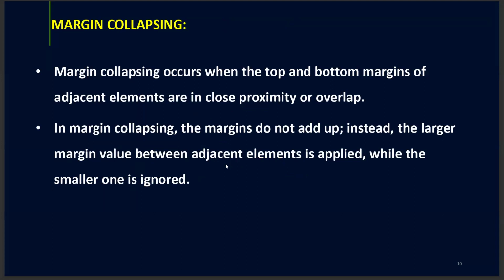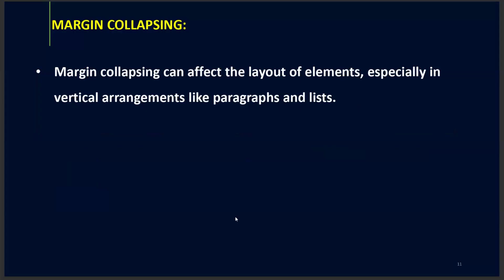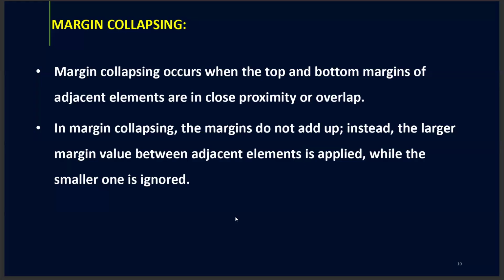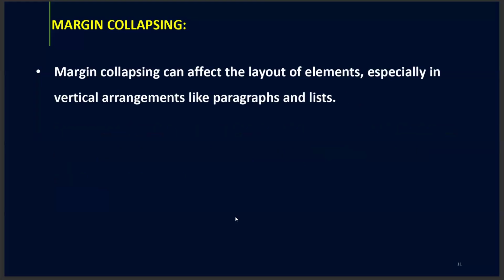Now, there's what we call margin collapsing. Margin collapsing occurs when the top and bottom margins of adjacent elements are in close proximity or overlap. In other words, in margin collapsing, the margins do not add up. Instead, the larger margin value between the adjacent elements is applied. So the margin collapsing can affect the layout of vertical arrangements like paragraphs and lists.